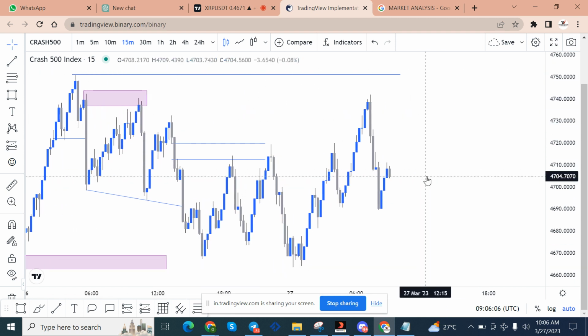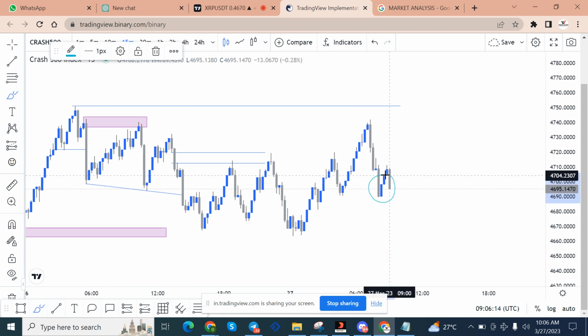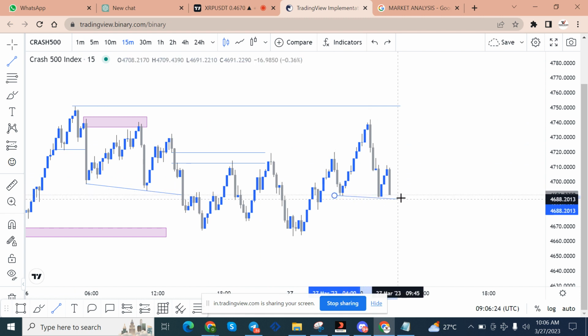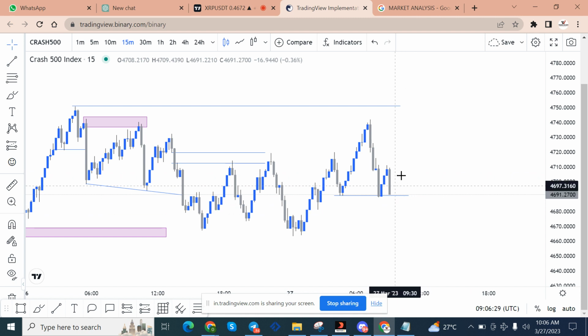So what are we going to be doing on Crash 500 as it stands now? We need to wait for this current low that is existing to break this. Now, the moment it breaks this, I'll be so glad, because we are going to make so much money. You can see it's trying to break it. I'm just waiting for it to break this.